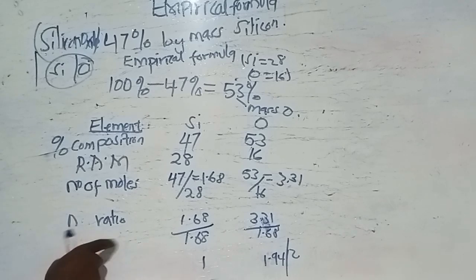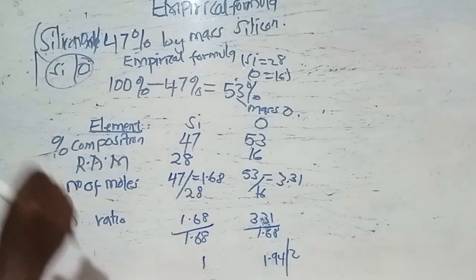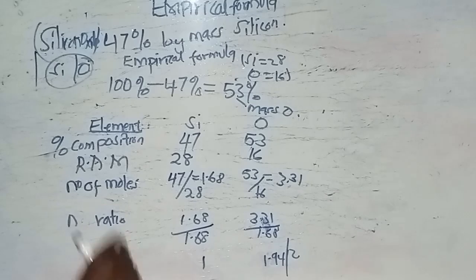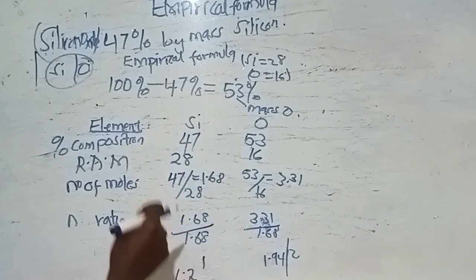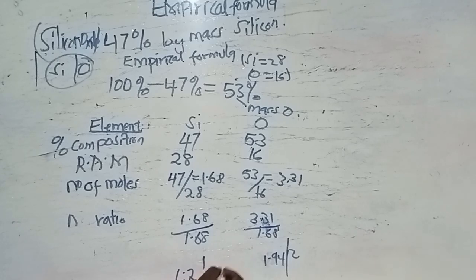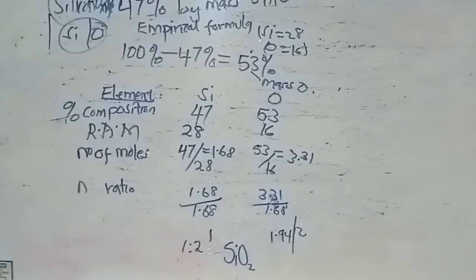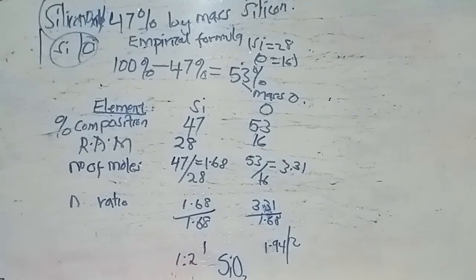So the simplest mole ratio of silicon to oxygen is 1 to 2. It means the silicon and oxygen atoms are in the lowest mole ratio of 1 to 2, giving us the formula of silicon oxide as SiO2. That is how you calculate the empirical formula.